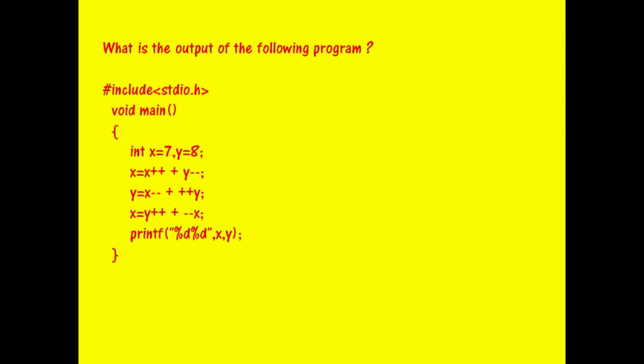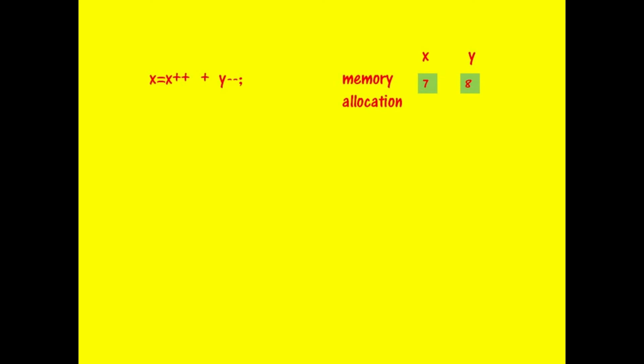Fourth program, first execution starts from the main method. First statement executes nothing but x will get some memory allocation and y will get some memory allocation. So x value is 7 now and y value is 8. Now evaluate the first expression, x equals x++ + y--.